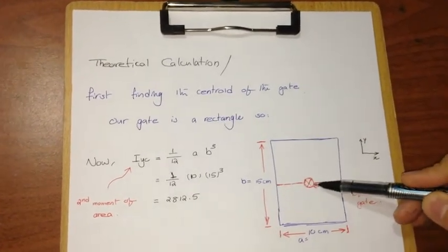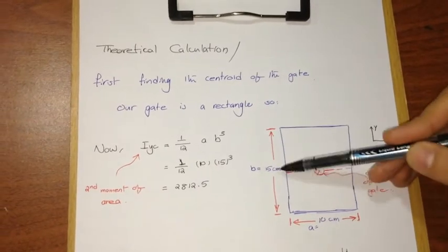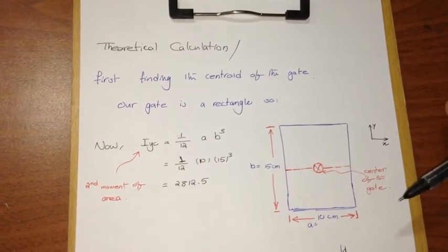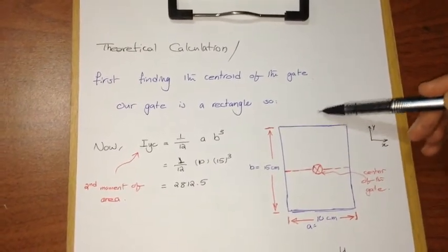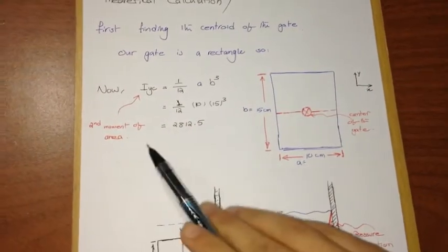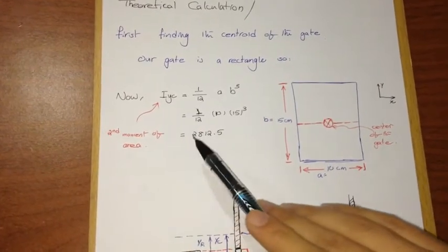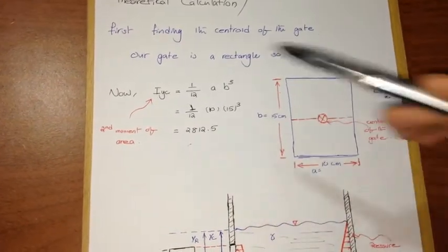First of all, we need to find the area of the gate, and the main point, the centroid of the gate, is very easy to find, which is 7.5 centimeters, as the height is 15. This is all about the area, the height, and the centroid of the gate. And what you see here is the second moment of area. We use that to find y of r.